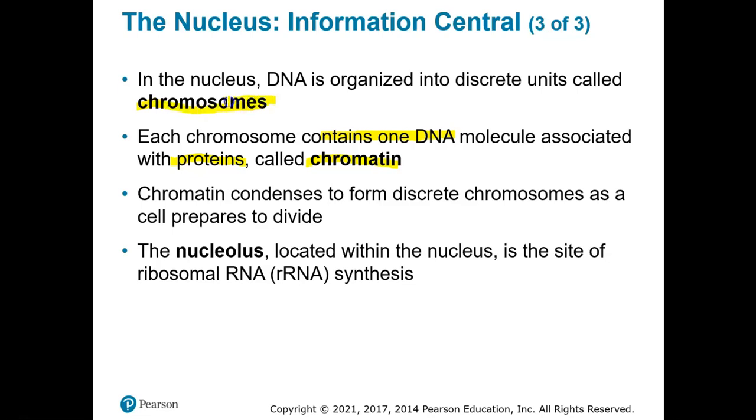In humans, we have 46 chromosomes. 23 come from our mom and 23 from our dad. And those chromosomes contain pieces of DNA called genes. Each chromosome contains a certain number of genes that code for specific proteins.